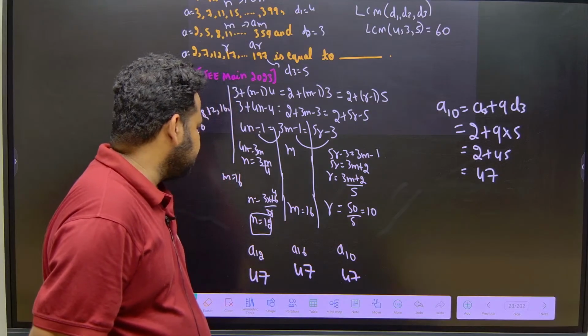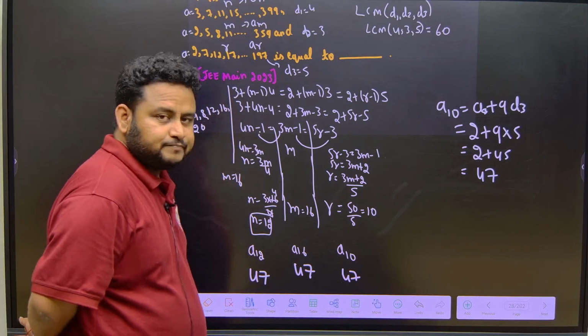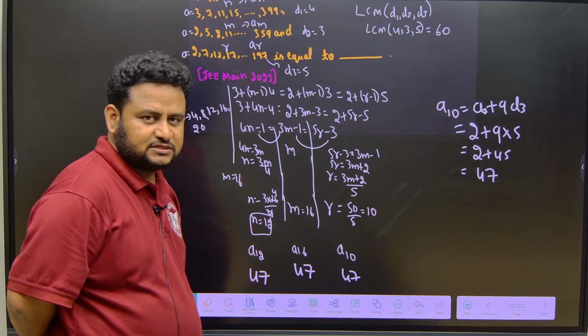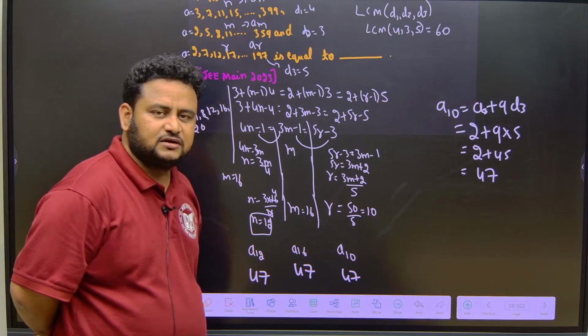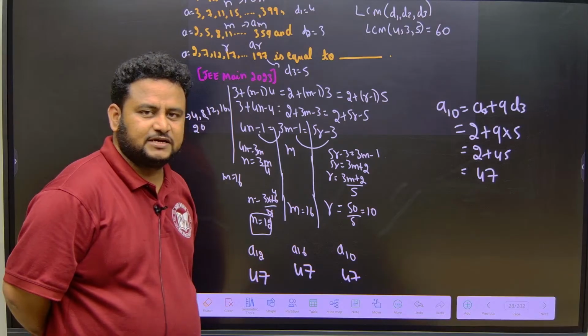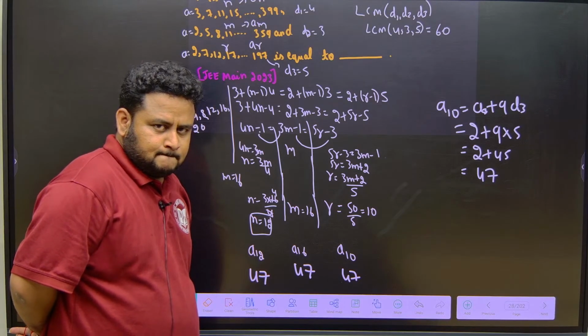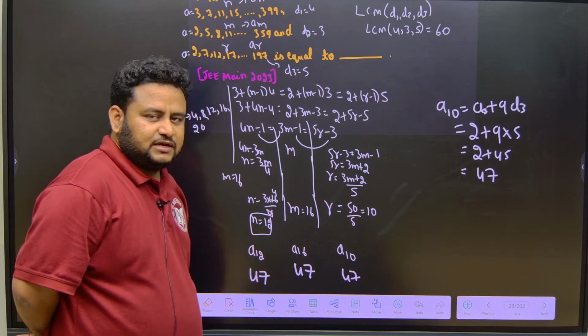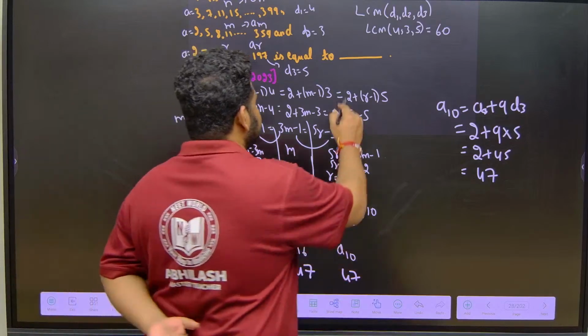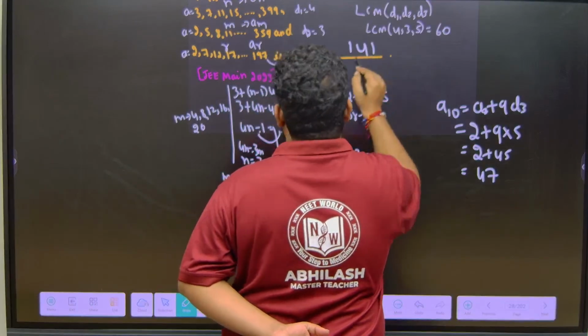So that is 40 plus 40 plus 40, or 47 into 3. 47 into 3 is what, friends? 3 7s are 21, 3 4s are 12. That is nothing but equal to 141. So 141 is the right answer to this question.